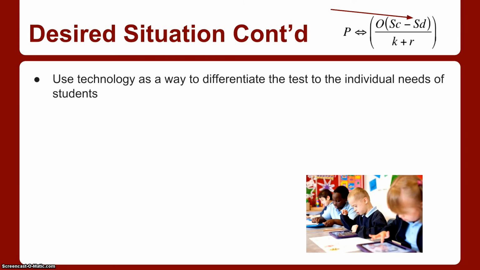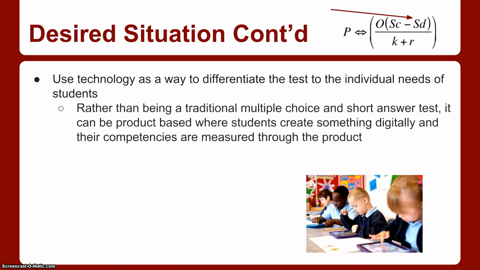Let's use technology as a way to differentiate the test to the individual needs of the students. For example, rather than being a traditional multiple choice and short answer, it could be product based, where students create something digitally and their competencies are measured through the product. This would better reflect the process as well as the product, as this would better reflect the critical thinking and logical reasoning goals as the stated end state.